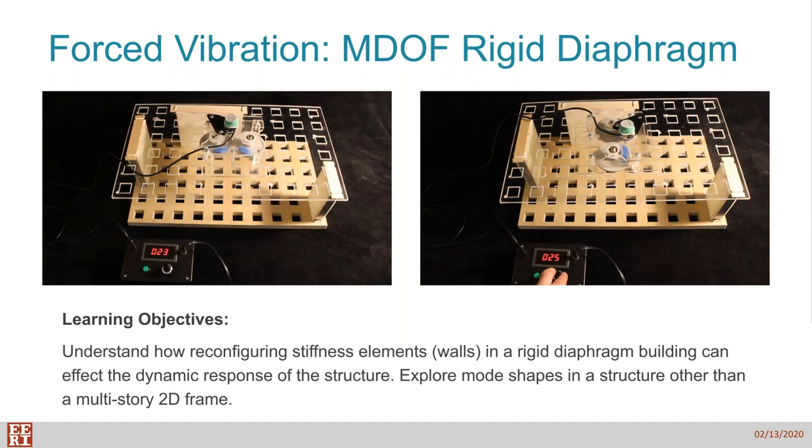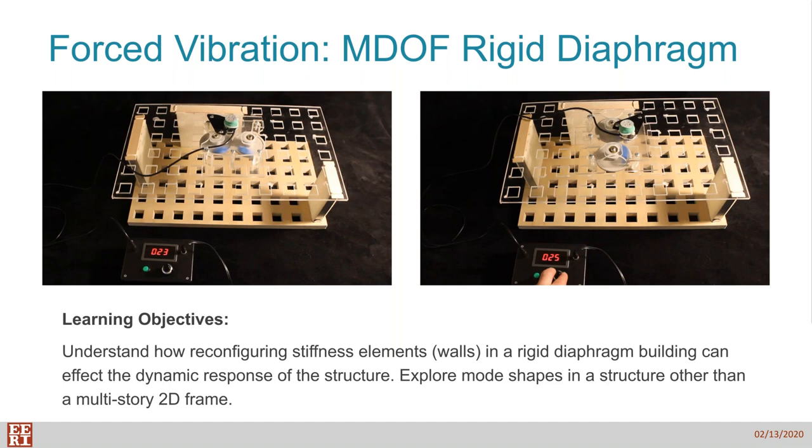This is a multi-degree of freedom rigid diaphragm type building. The senior project student designed this so that it was reconfigurable. You can move your shear walls around in any configuration that you would like. And so we had it set up in an asymmetric configuration in the hopes that the students would understand what it means to have torsional issues in a building.